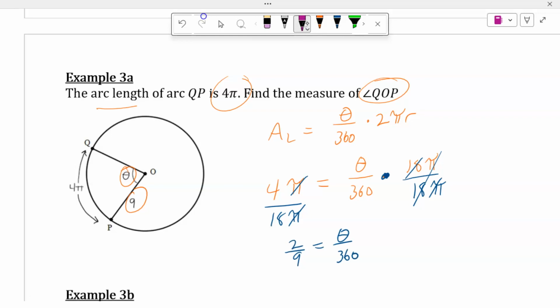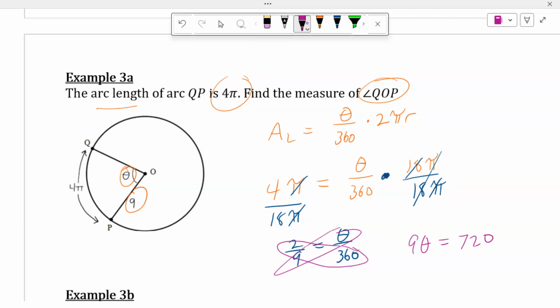Now, you've seen problems like this before. There's really an easy way to solve this. This is a proportion. So notice we can simply cross multiply these and get our answer. So we're going to have 9 times theta equals 360 times 2. I know 36 times 2 is 72, so this should be 720.